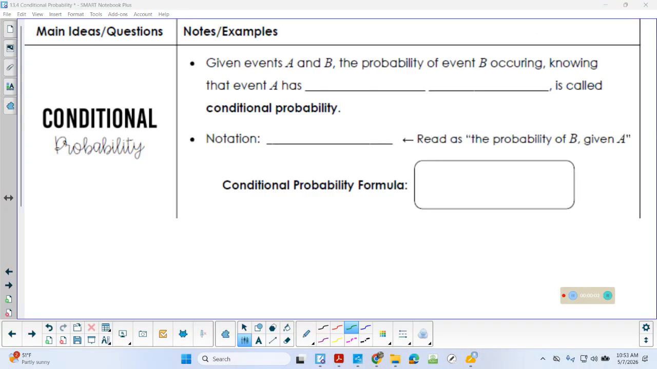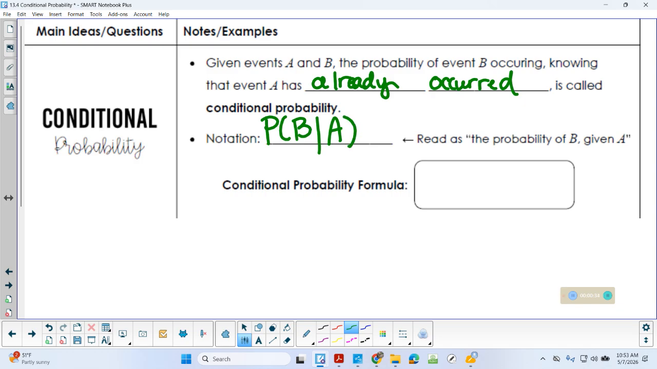So let's talk about conditional probability, the symbols, the meanings, all the things. Given events A and B, the probability of event B occurring, knowing that event A has already occurred, is called conditional probability. Now, the notation, how you're going to see that: the probability of B, and then you have that vertical up and down. So the probability of B given A.